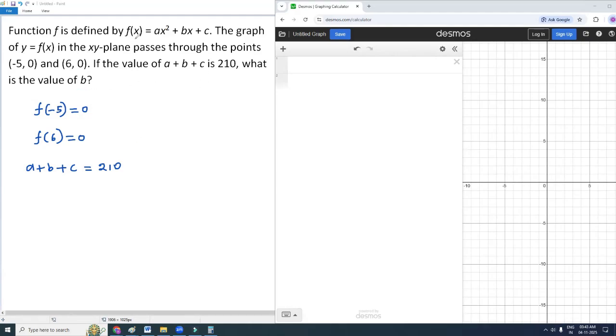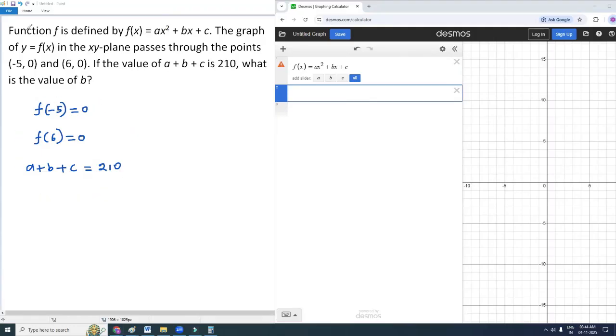Okay, in our first step, we have to give this function as input in Desmos. Let me give the function f of x as input. That is, f of x equals ax squared plus bx plus c. Okay, now we have to take this information as input in Desmos.